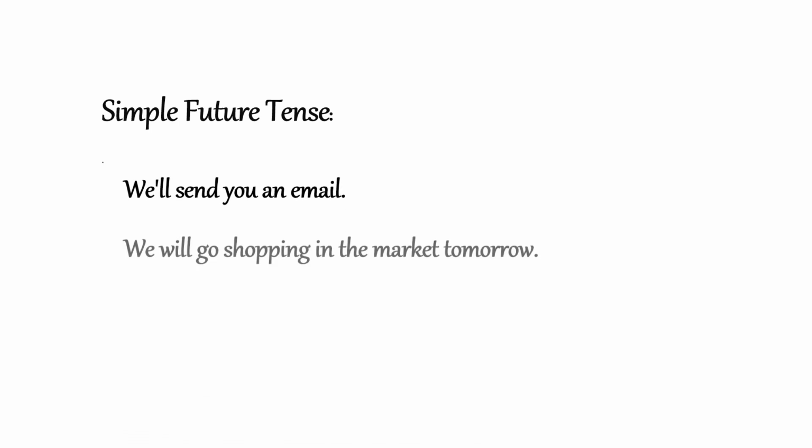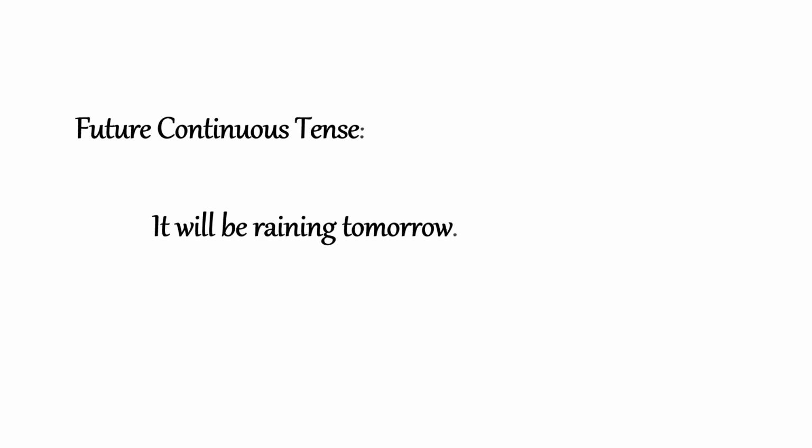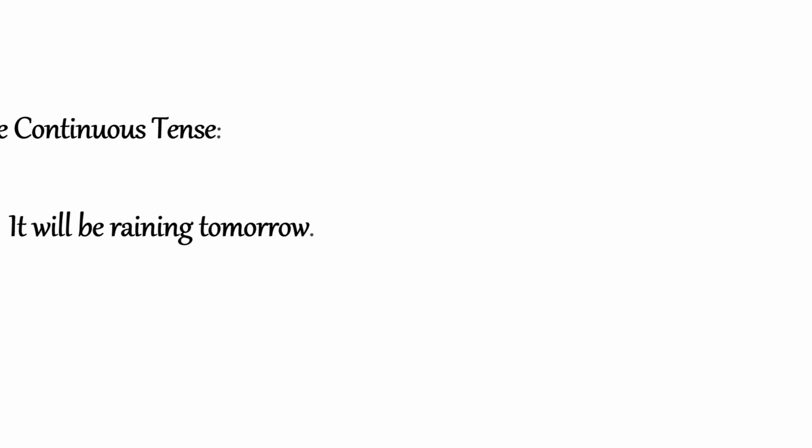Simple future tense is used when we express beliefs about the future, or to make offers and promises. Example, we'll send you an email, we will go shopping in the market tomorrow. Future continuous tense is used to talk about actions which will be in progress at a time in the future. Example, it will be raining tomorrow.